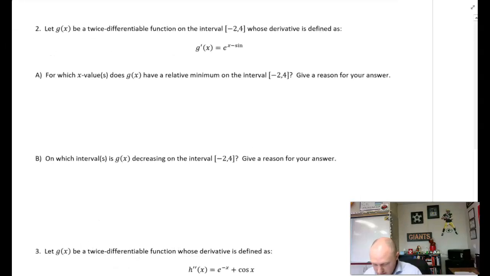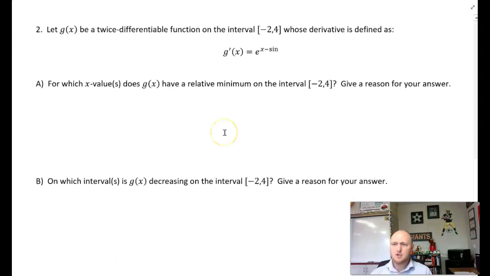Okay, here is a second example. I would like you to go ahead and pause the video and try this example on your own. Looks like we're missing a variable here. And then also, I know that this is missing a minus 2. We want to shift this down 2 units, okay? So please pause the video. I'm going to show the solutions here in a second. But we just want to find out for which x values does g of x have a relative minimum on the interval -2 to 4, and on what intervals is g of x decreasing on -2 to 4. Justify your answers. All right, go ahead and try that, and I'll show you the answers here in a second.